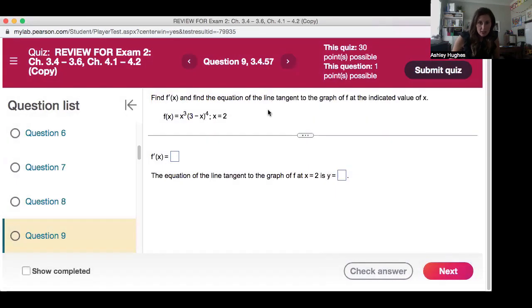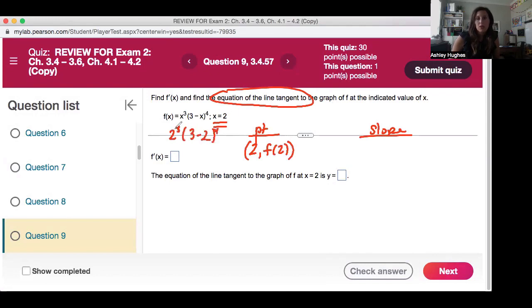Number 9, find f prime in the equation of the tangent line. So anytime you say equation of the tangent line, you need two things. You need a point and you need a slope. So I'm going to find my point. I'm going to find my slope. My point, they gave me 2. You find the y value by plugging in 2. So 2 cubed, 3 minus 2 to the 4th. 2 cubed is 8, and 3 minus 2 is 1. 1 to the 4th is 1. So you get 8. So 2, 8 is your point.